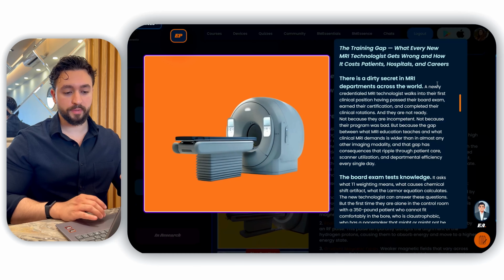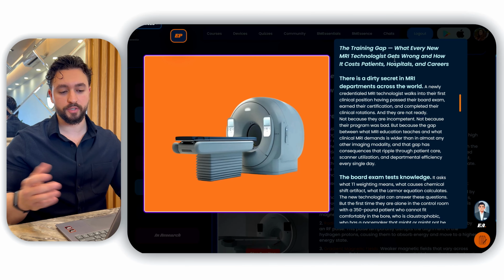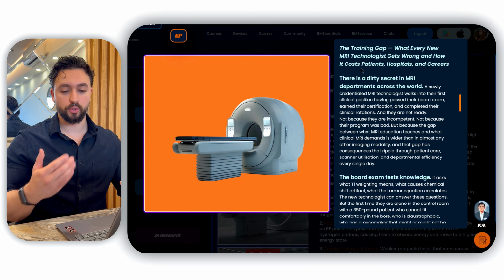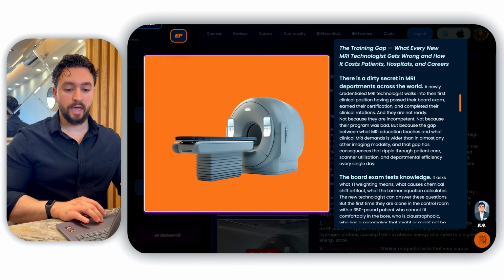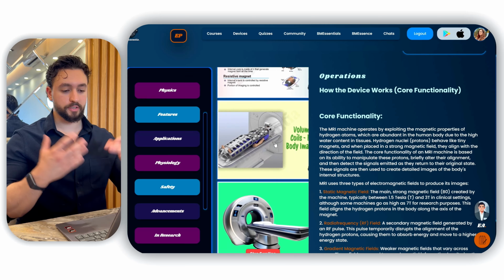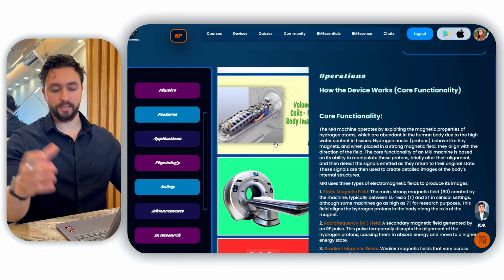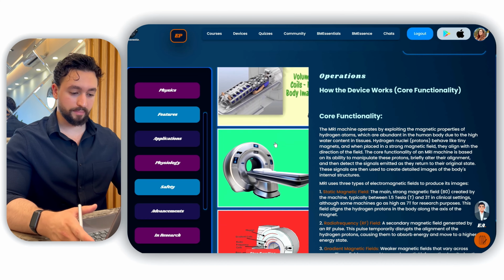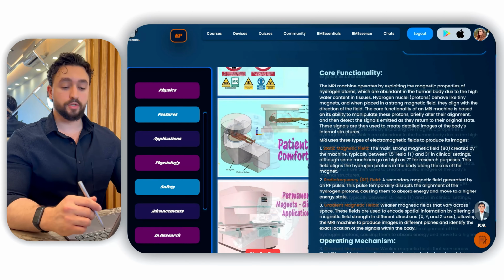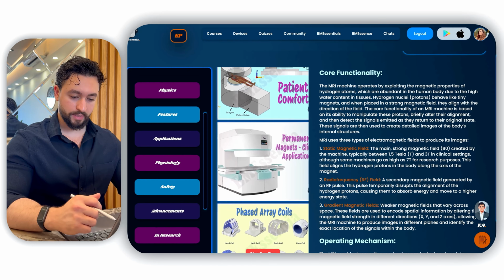And if I, for example, press this image over here, it talks about the training gap, what every new MRI technologist gets wrong, and how it costs patients, hospitals, and careers, and a bunch of different angles of explanations about the MRI medical device. And we have an extensive library with over 70 medical devices. So firstly, let's look at the actual core functionality of the MRI medical device.